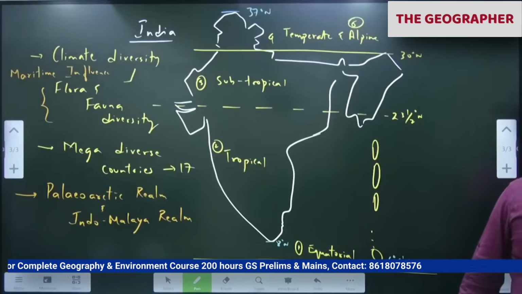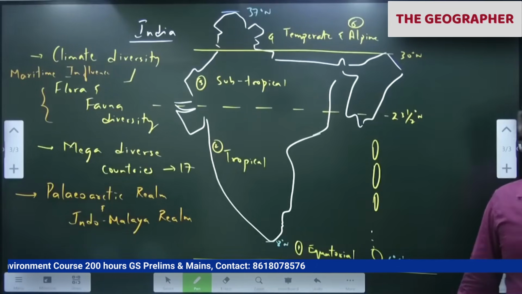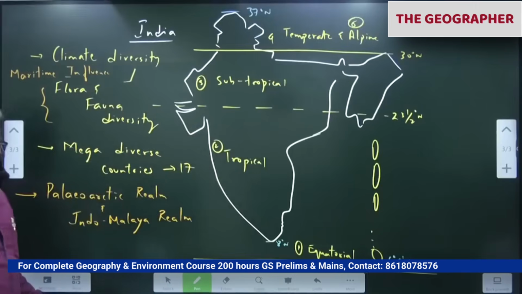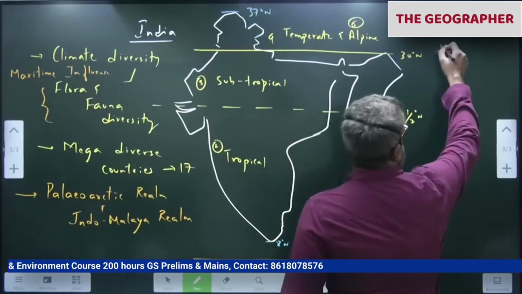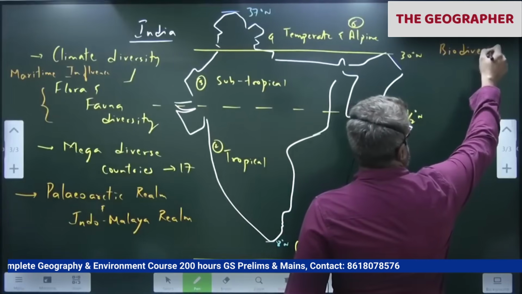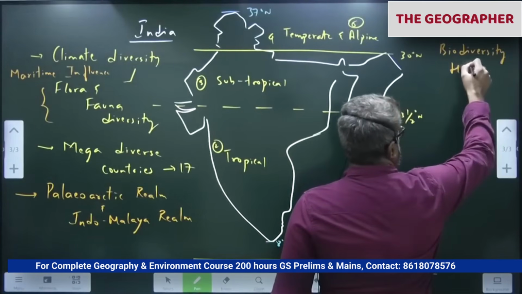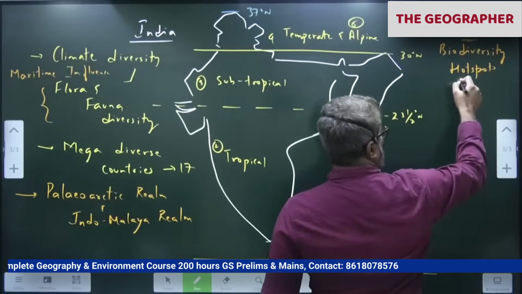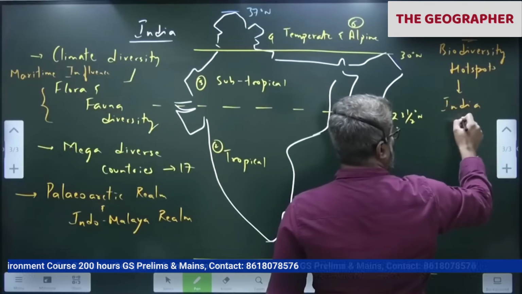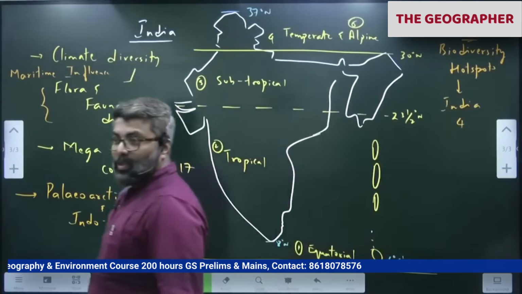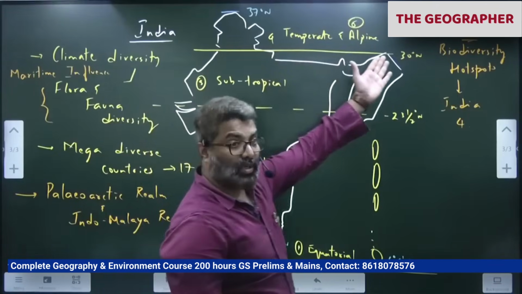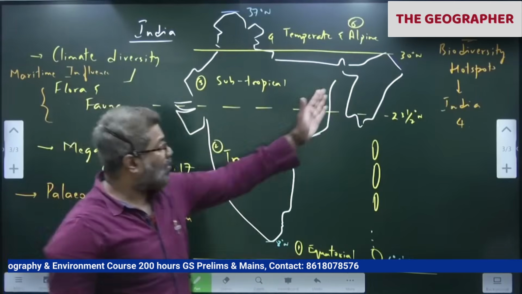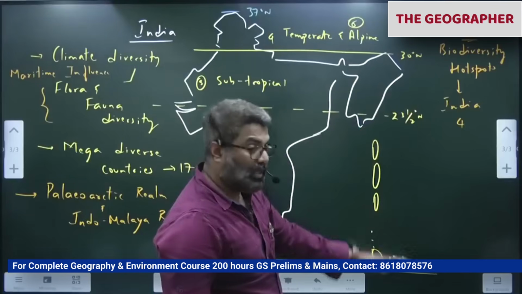So India is a mega diverse country. And globally, there are 36 biodiversity hotspots, out of which 4 are in India. Globally there are 36, in India, 4 hotspots. Himalayas. Second, Western Ghats. Indo-Burma. Then Sunda. Sunda plate.